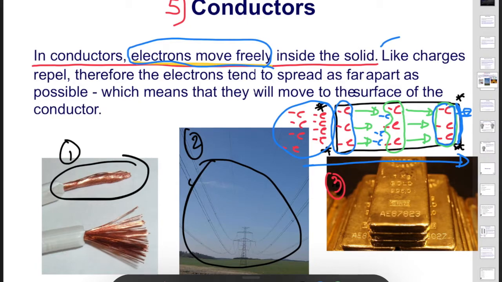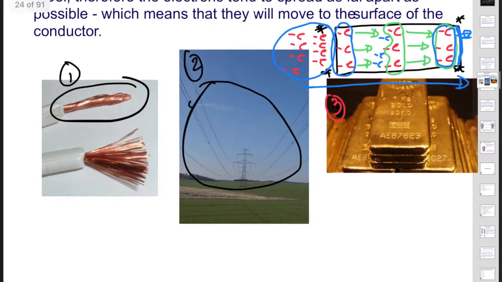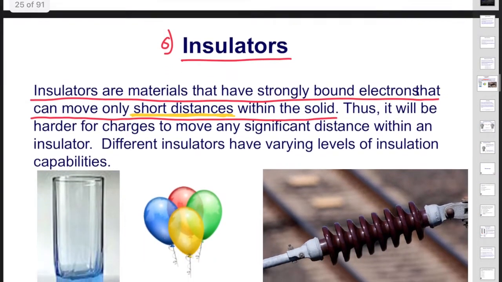Now, for a conductor, what you need to remember is that electrons move freely inside the solid, and they're going to move as far as possible, close to the surface of the object. Okay? Let's go to the last one.